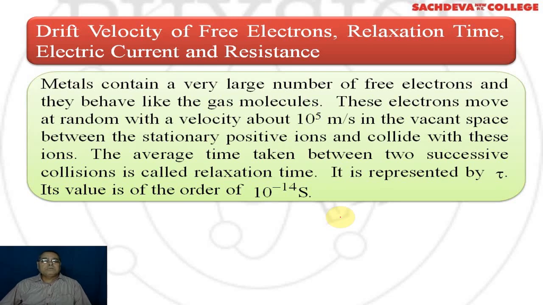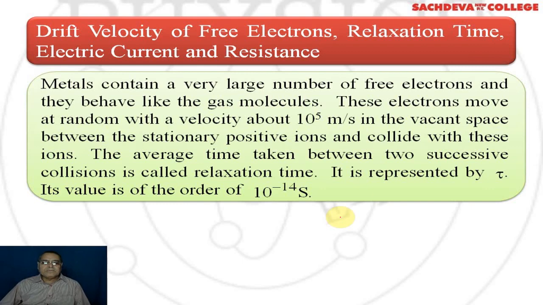Now our discussion will be on the drift velocity of free electrons, relaxation time, electric current, and resistance. Before starting with the text, you should understand that drift velocity, free electrons, electric current, and resistance are all related to the metal conductor. The metal conductor is normally in the form of a cylinder, and all atoms of this metal conductor are arranged in a three-dimensional repeated pattern, while free electrons are randomly moving.